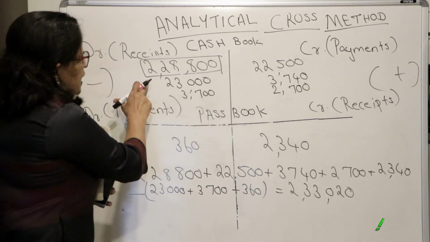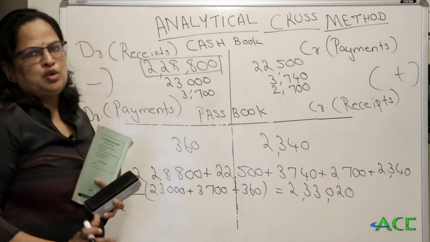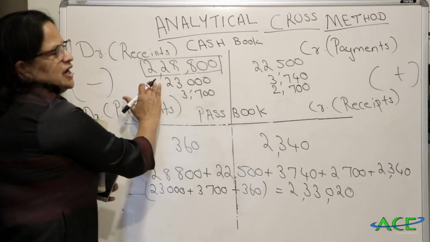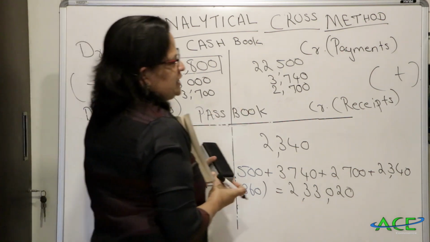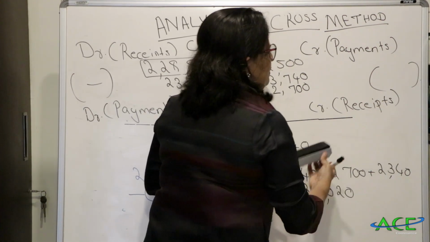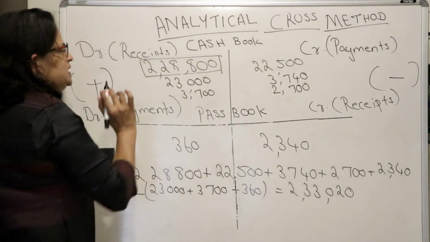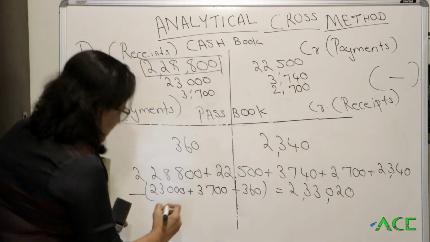Now see, from the cash book we started and we got the passbook balance. Now if you want to start from the passbook and get the cash book balance, the signs will change. This plus sign will become minus, and this minus sign will become plus. Just the opposite. Now I am going to explain.